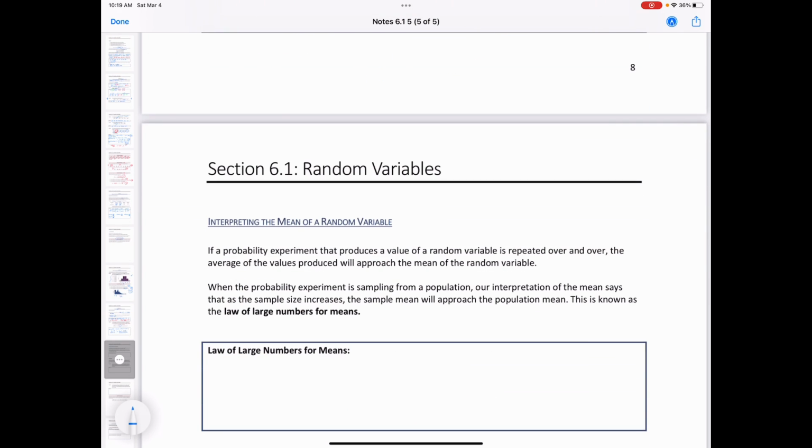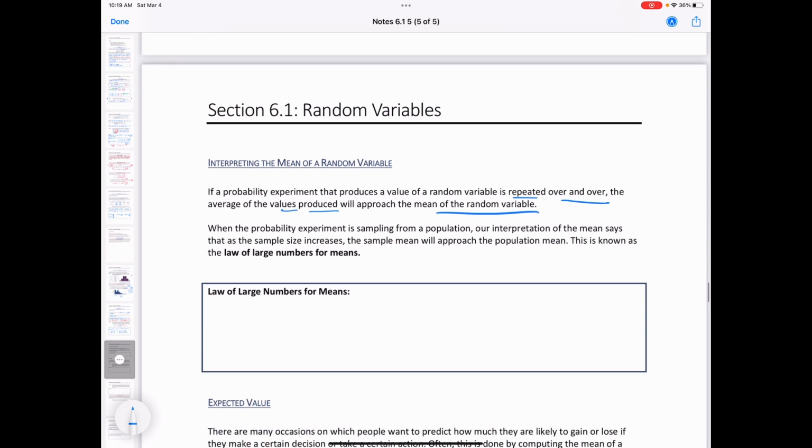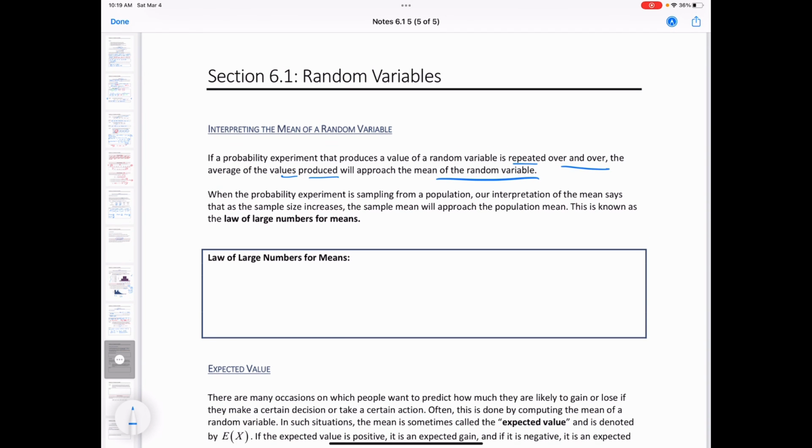If a probability experiment that produces the value of a random variable is repeated over and over, the average of the values produced will approach the mean of the random variable. When the probability experiment is sampling from a population, our interpretation of the mean says that as the sample size increases, the sample mean will approach the population mean. This is known as the law of large numbers for mean.